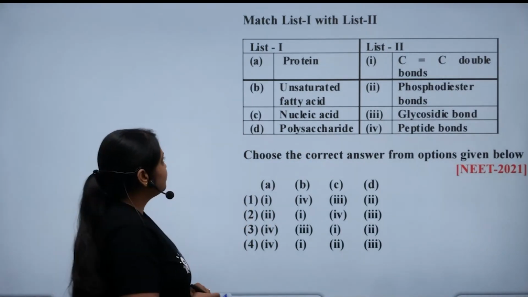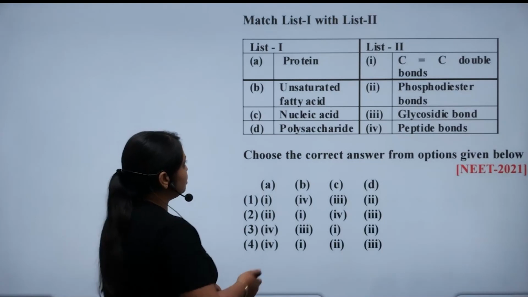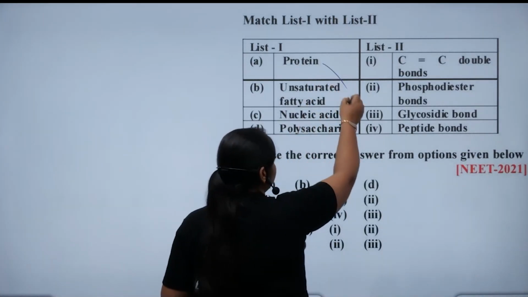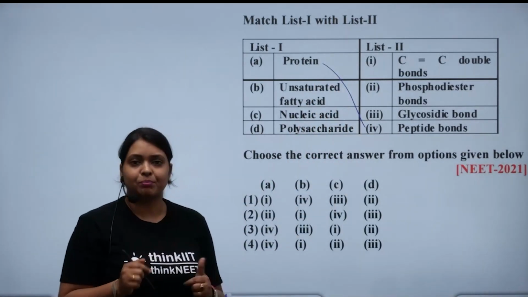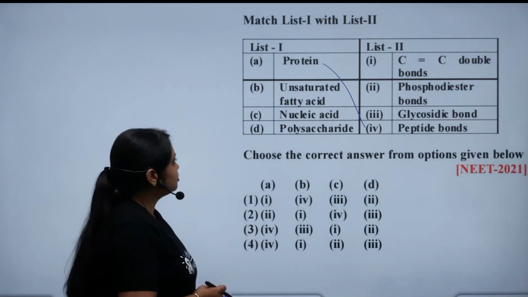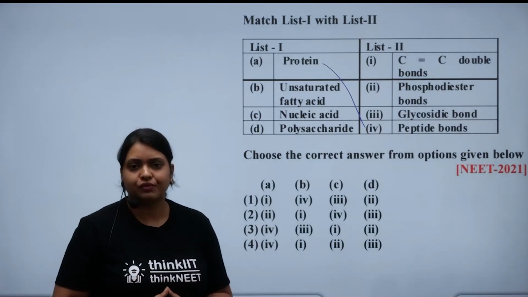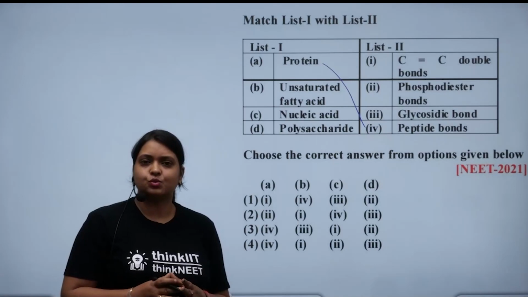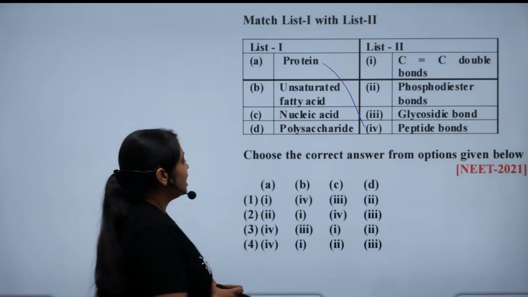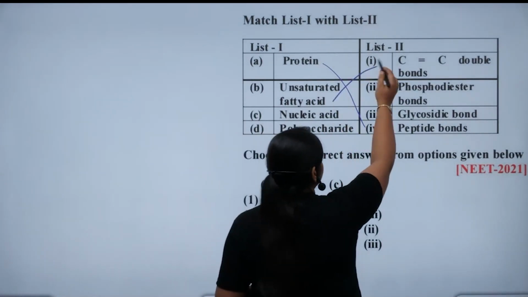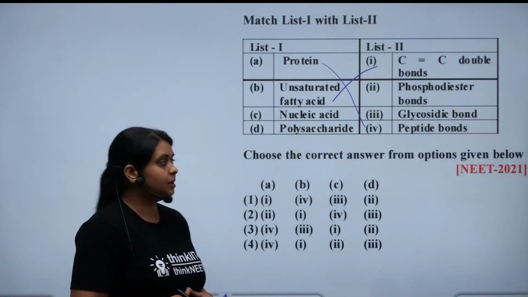So let's see. First we are talking about protein. We know that protein is a polymer of amino acids bonded by peptide bonds. Unsaturated fatty acids are those fatty acids where at least one double bond is present in the carbon compound, so that is C double bond C.